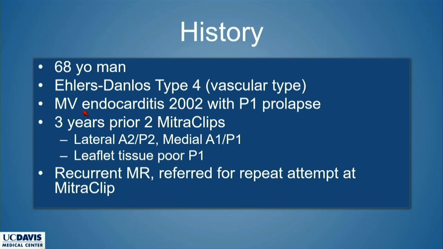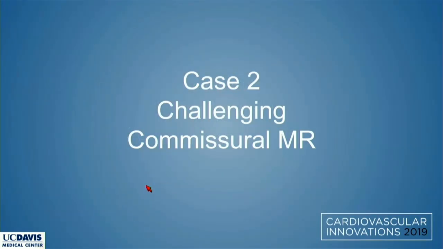He's got pretty profound connective tissue disease. He's had endocarditis in the past, P1 prolapse. About 3 years ago, we had clipped him and placed 2 clips, and there was an area in between the 2 clips that we couldn't really grasp. The posterior tissue was pretty degenerated.